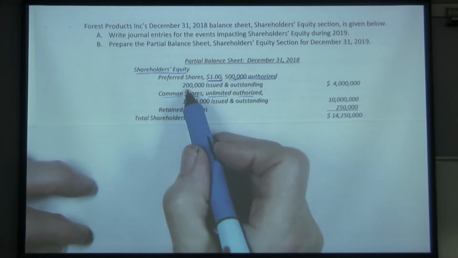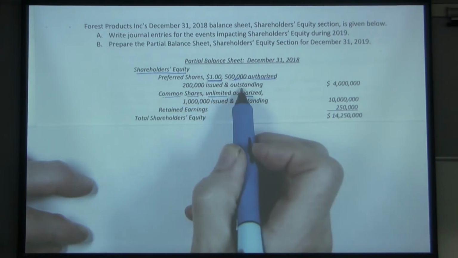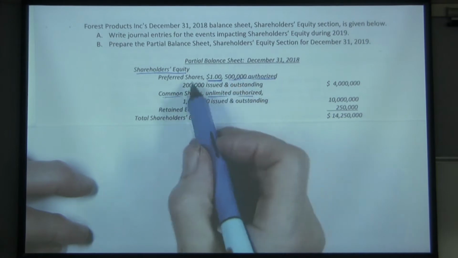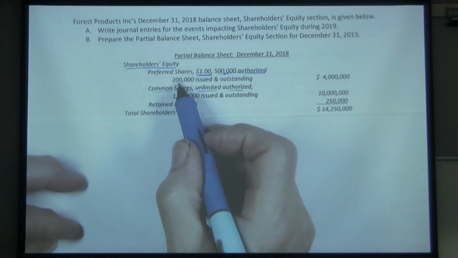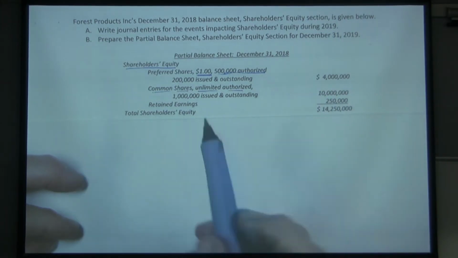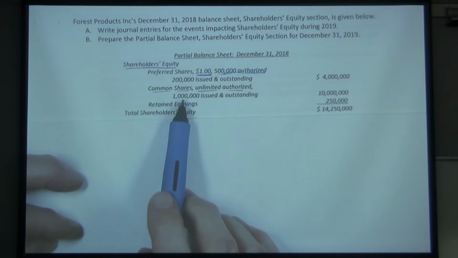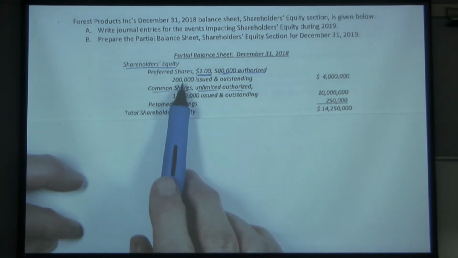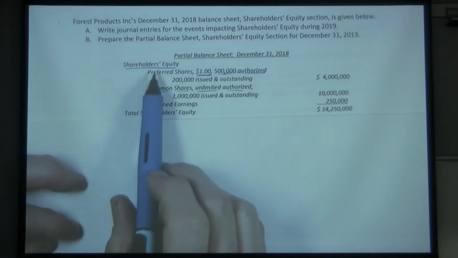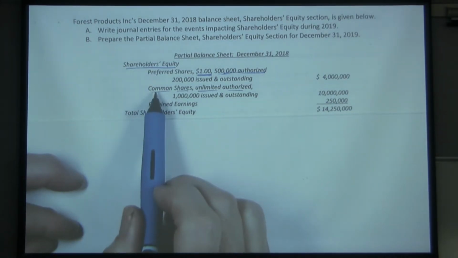We have 200,000 shares issued and outstanding so far, out of a maximum we could issue of 500,000. The amount of money that we got for these 200,000 shares was $4 million. Once again, this is the number of shares that we have issued and outstanding, and this is the dollar amount. There's an important difference between preferred shares and common shares.